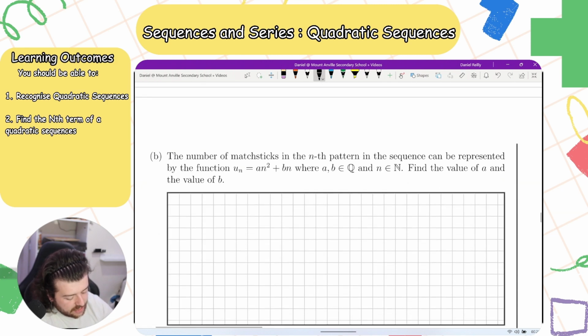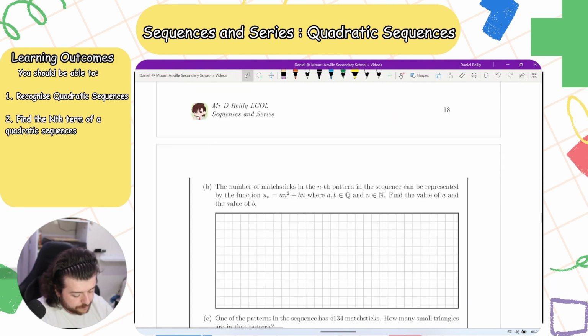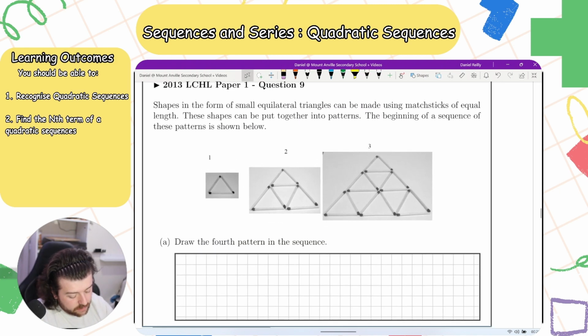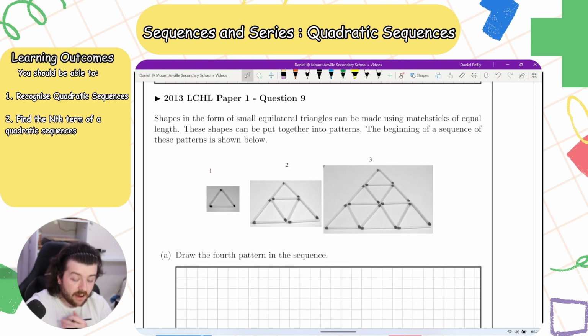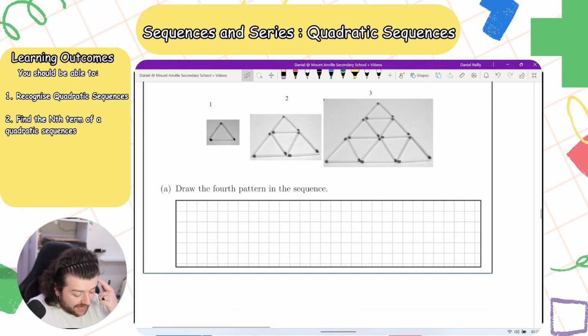Right. Then let's look at one more question here. So this is from the Leaving Cert higher level. Shapes in the form of small equilateral triangles can be made using matchsticks of equal length. These shapes can be put together in patterns. The beginning of the sequence of these patterns is shown. Draw the fourth pattern in this sequence. So I need to draw the fourth one.